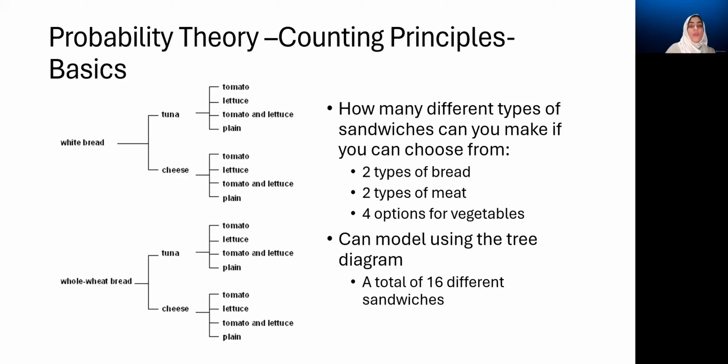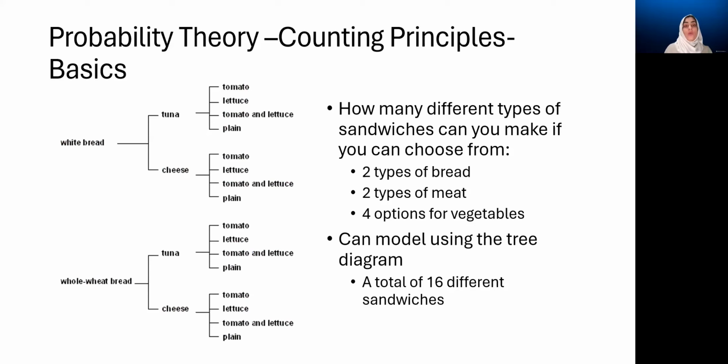How? In the first place, we have 2 options, which is white bread and whole wheat bread. So for the first option of the bread, then the second option is for the meat. And again, we have two different options here. We have tuna and cheese. Then for each of these options, we have further 4 different options available. And the same way as we constructed the sample space, we construct this tree diagram.